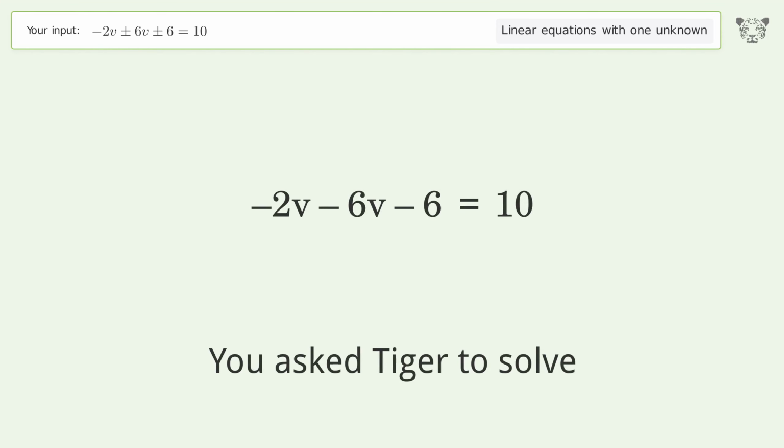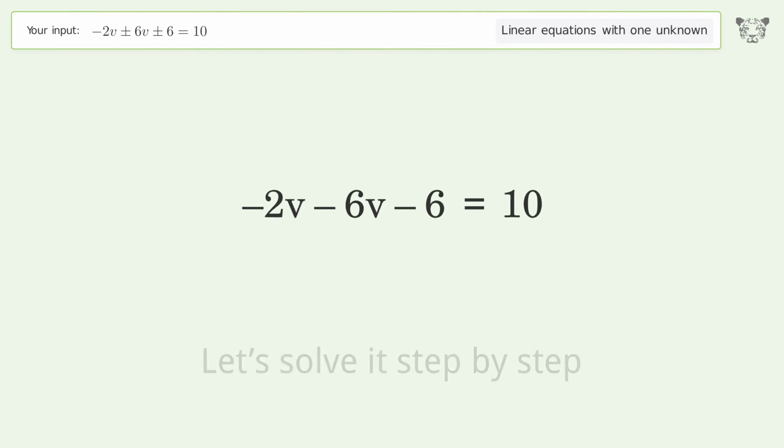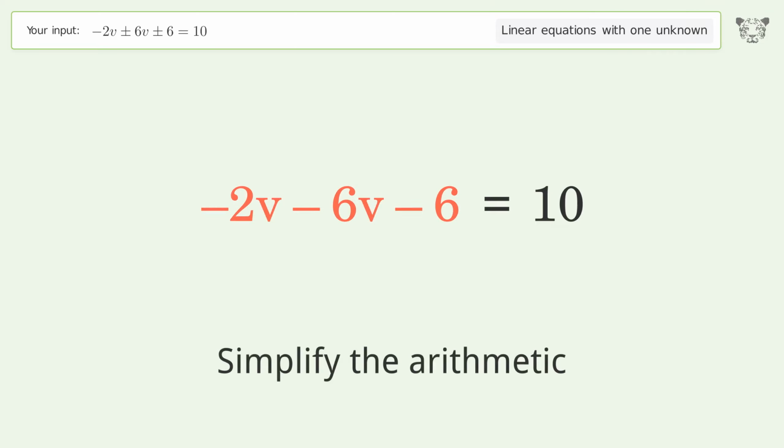You asked Tiger to solve this. It deals with linear equations with one unknown. The final result is v equals -2. Let's solve it step by step. Simplify the expression. Simplify the arithmetic.